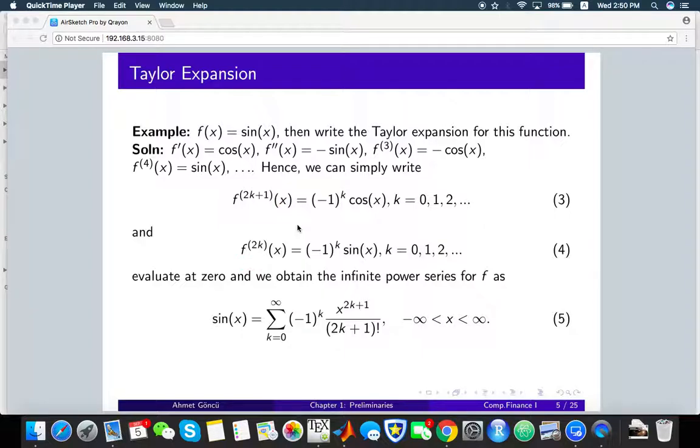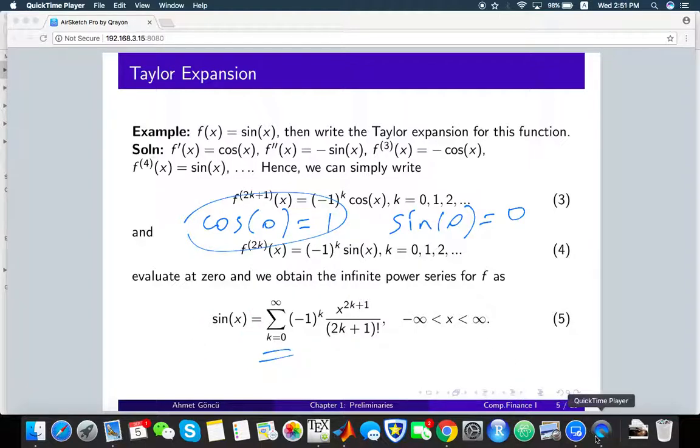And when you combine these, notice that I want to evaluate this at 0. So remember, cosine of 0 equals 1 and sine of 0 equals 0. Therefore, in our summation, only the cosine terms will survive, and you can see that we only have the odd powers here, and you have the odd factorial and minus 1 to the power k as the alternating plus or minus sign. So this is how we can write down our sine of x using the Taylor series.